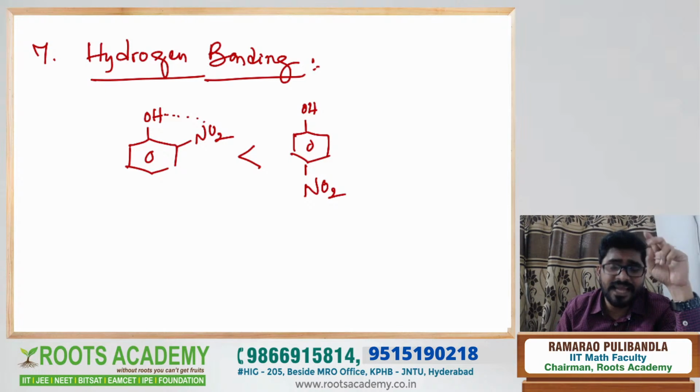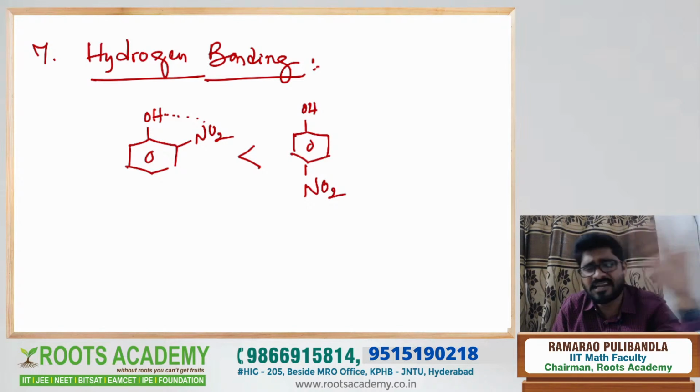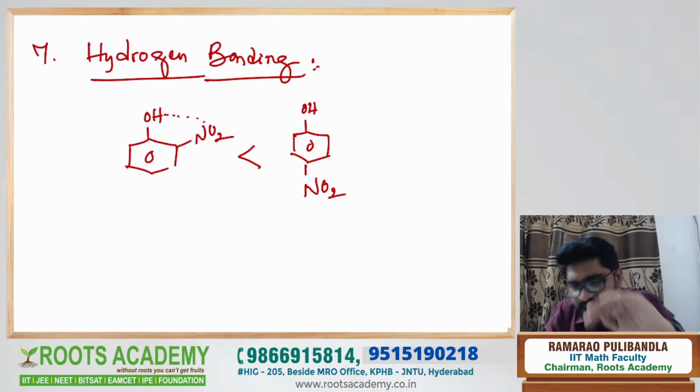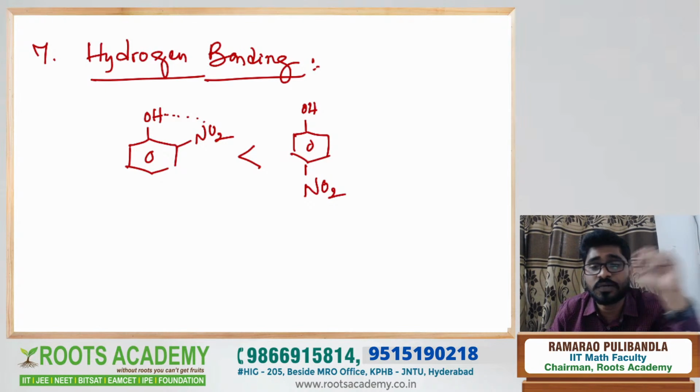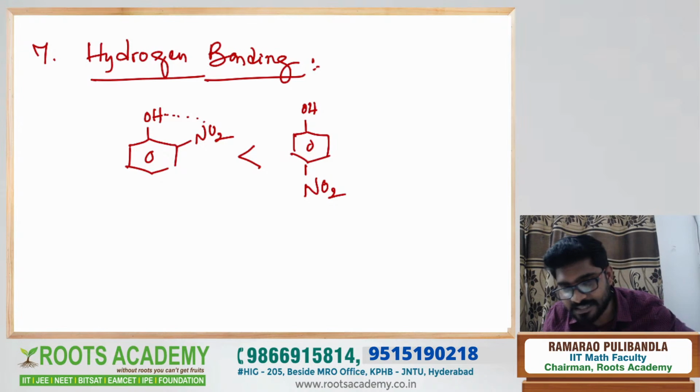So you shouldn't assume that just because hydrogen bonding is there, it is more acidic or less acidic. It's not like that. In what way it is affecting the molecule, that will decide. Sometimes due to hydrogen bonding, it can become more stable. So it's not about hydrogen bonding, it's about in what way it is affecting. See, I'll give one more example. Because of hydrogen bonding, it's becoming more stable.